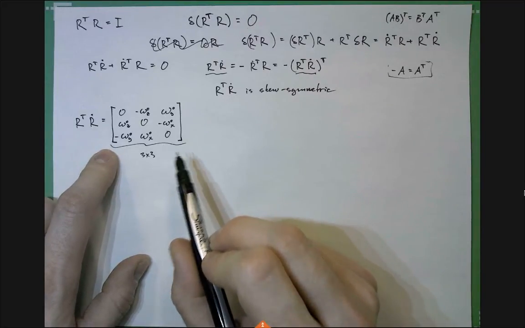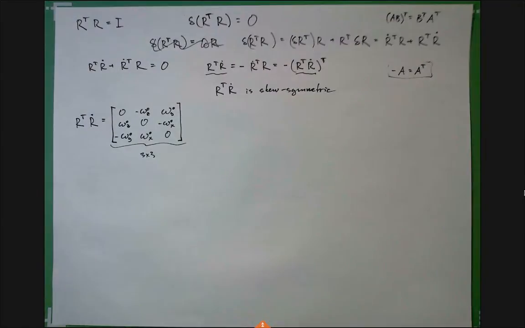So how many degrees of freedom does a general 3x3 skew symmetric matrix have? How many independent numbers are there?